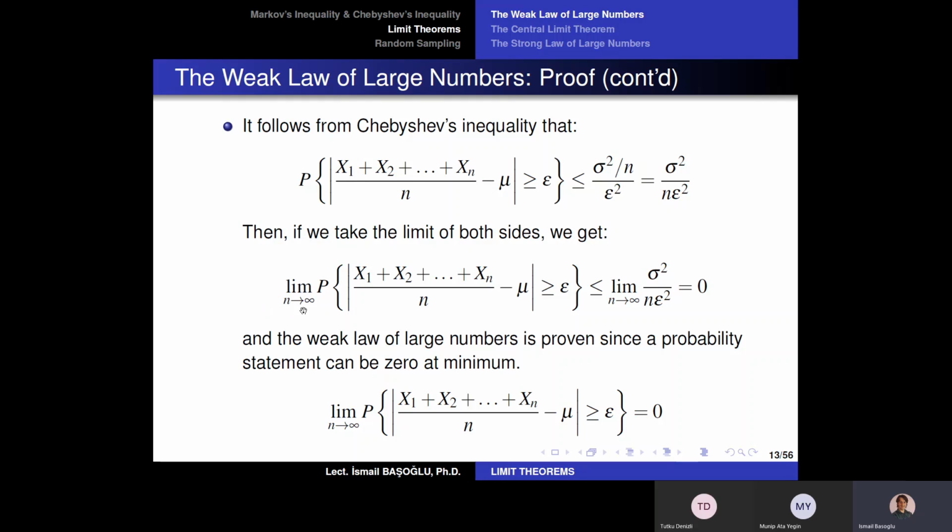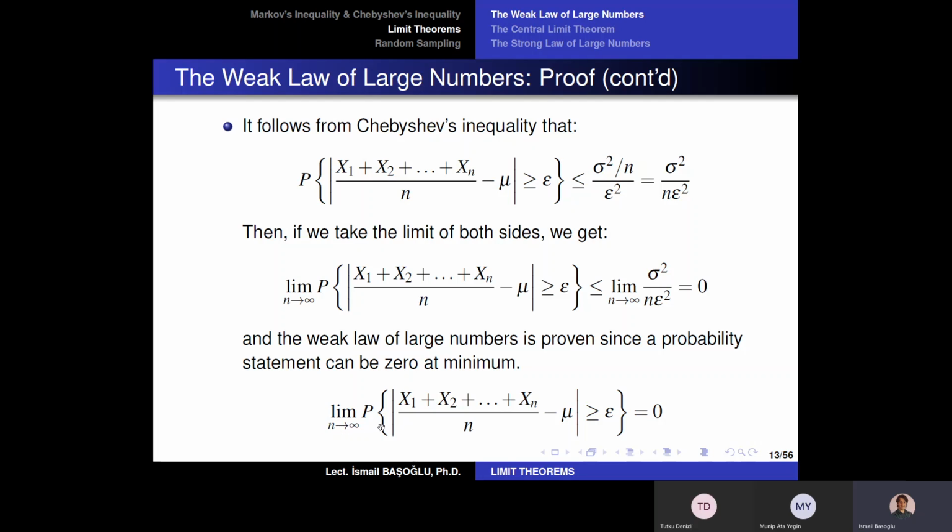When you take n to infinity, that is going to be the left-hand side of the weak law of large numbers. And when you take the limit of the right-hand side as n goes to infinity, because n is in the denominator, it will converge to 0, which means that probability is going to converge to 0 if you increase the number of random variables that you take into account in the sum. And the weak law of large numbers is proven because of that reason.